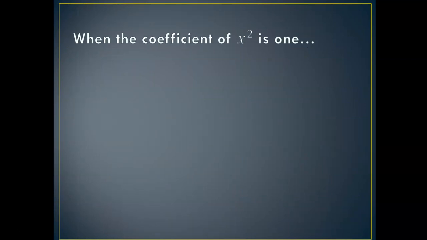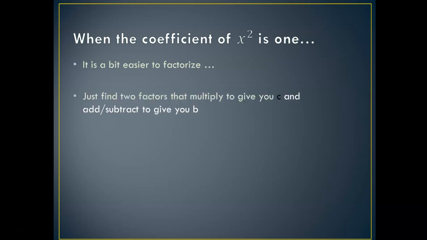Alright, so when the coefficient of x squared is 1, it is actually a bit easier to factorize. Let's check it out. Just find two factors that multiply to give you c. Number c is the last number in the expression, and those same two factors should be able to add or subtract to give you b. b is the middle term, the coefficient of the middle term.